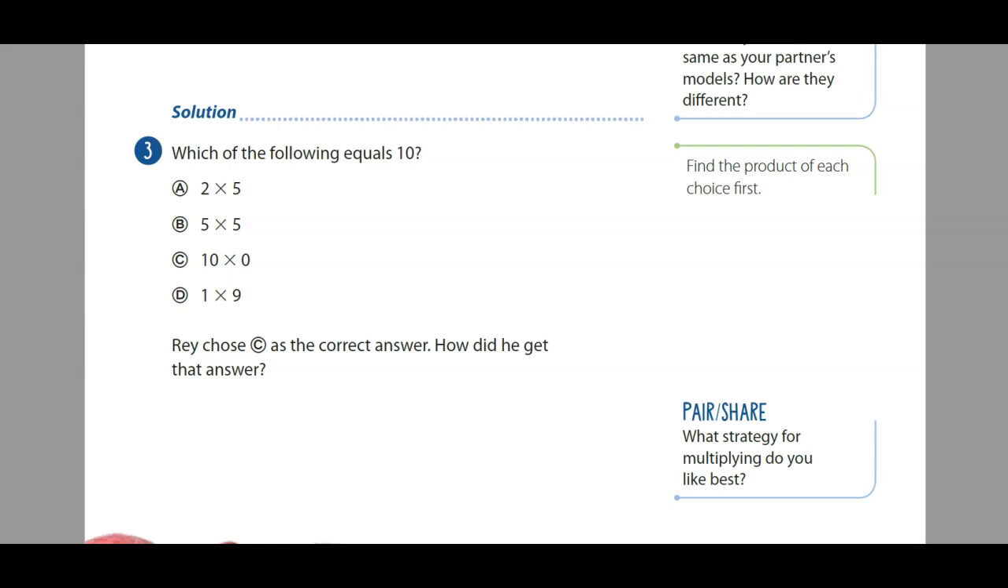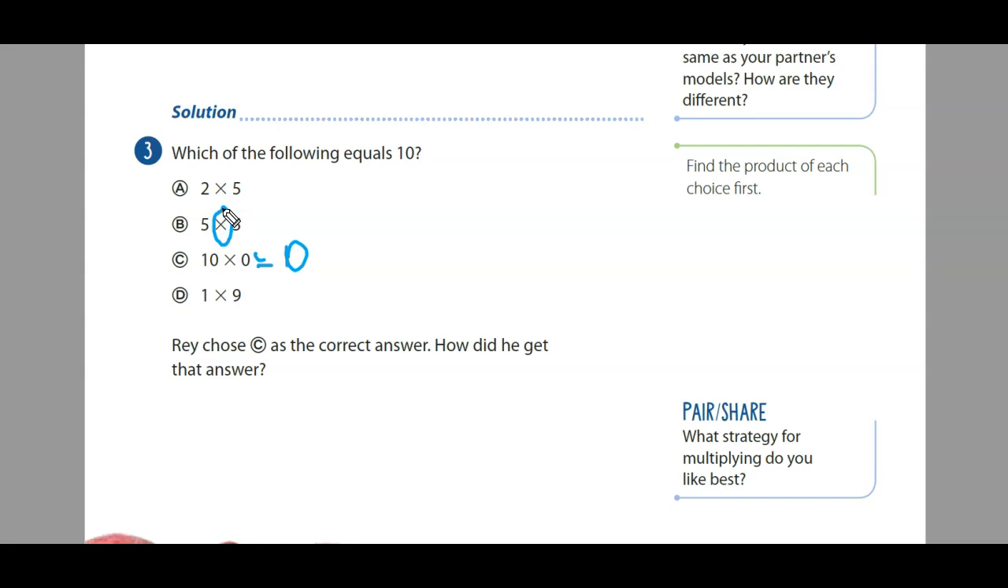Well, is it C? No. Because any number multiplied by 0 is 0, so it can't be C. This is actually 0. He just thought, oh, 10 plus 0 is 10. Or he just saw the number 10 and thought that maybe that was the answer, not looking at the sign. This tells you to multiply. Okay? So is this an addition or multiplication?